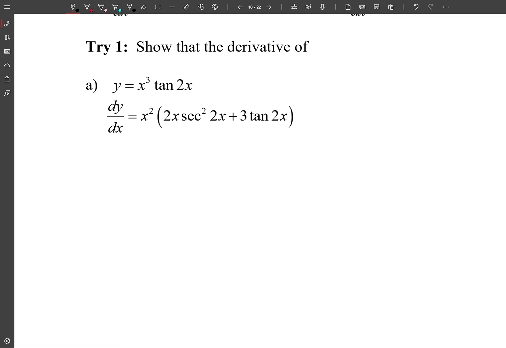All right, let's get started on a problem here. So we're going to try one here. We're doing y is equal to x cubed tan 2x. So first off, we want to prove that the derivative is equal to x squared times 2x secant squared 2x plus 3 tan 2x. Looking at this, we've got to remember to use product rule. We've got x cubed and we've got tan 2x. Those are our f and our g. Right? So this is going to be a product rule problem.